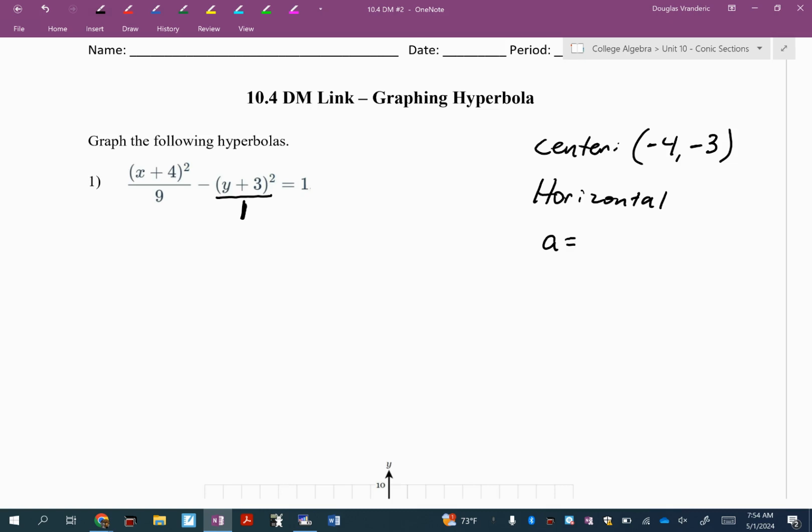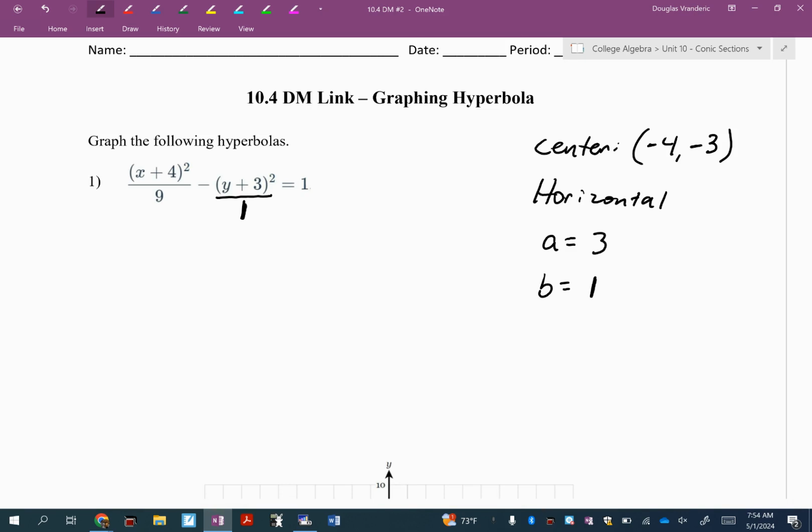So this is actually A squared. So what is A? 3. Very good. And then B is always from the second denominator. This is B squared. So if B squared is 1, what is B? It's also 1, right? The square root of 1 is 1. Are there any questions on that? We did that yesterday.